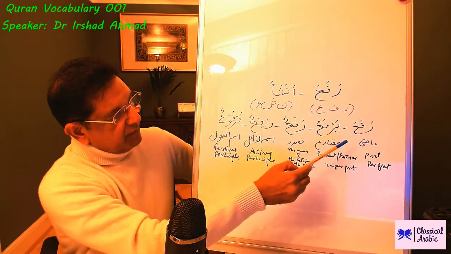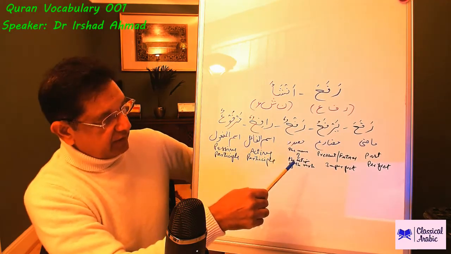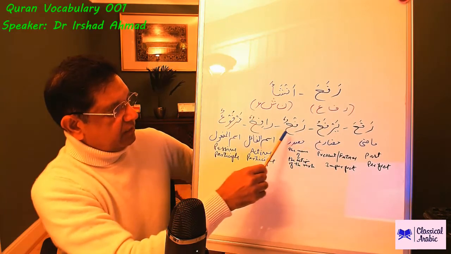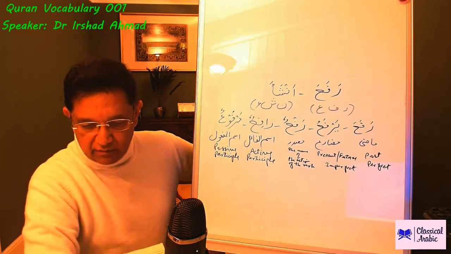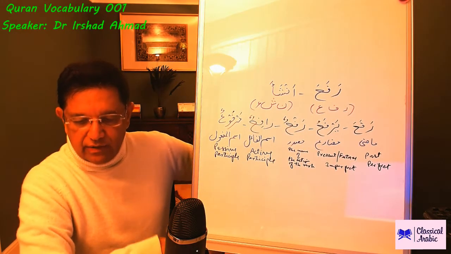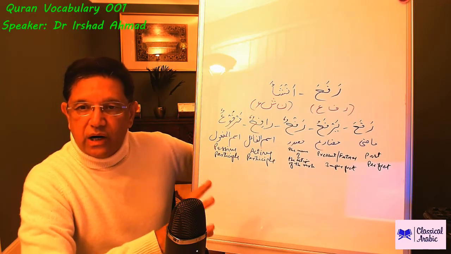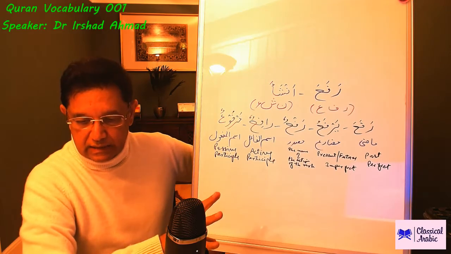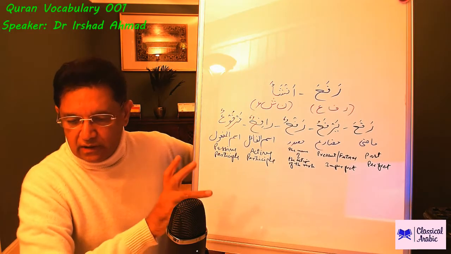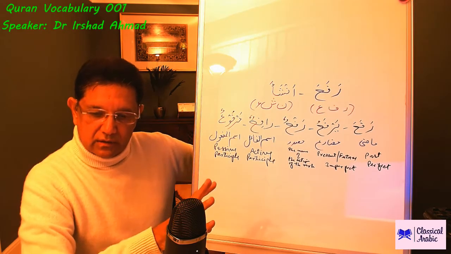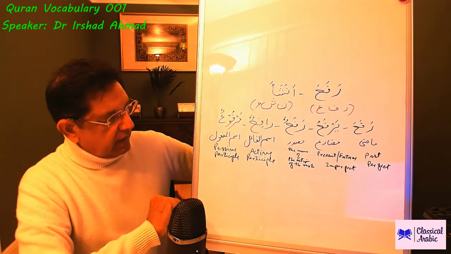So grammarians call this the 5 parts of a verb: Rafa'a, Yarfa'u, Raf'un, Rafi'un, and Marfu'un. And when you learn a new verb, you learn all 5 of these parts at once, and then you can have total mastery of that particular verb. So let us look at an example.